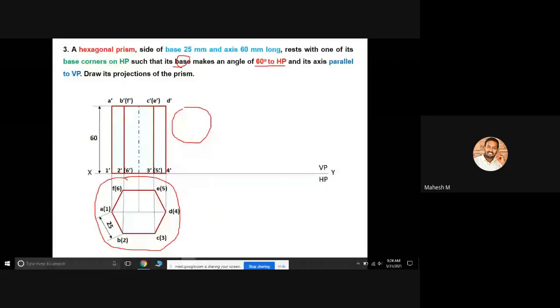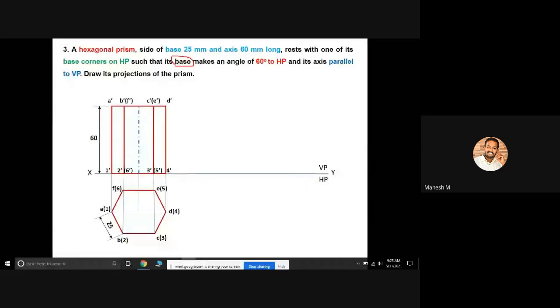Okay. ஆனா இருந்தாலுமே நீங்க கம்பல்சரி பார்க்க வேண்டியது இந்த வேர்டு தான்: reference with one of its base corner on HP. இதைத்தான் நீங்க பார்க்கணும். இருந்தாலும் ஒரு ஹிண்ட்டுக்காக சொல்றேன், if it is inclined to HP, you can mark like this. And for this condition, please remember that whether the base makes an angle of 60 degree or else axis makes an angle of 60 degree, both are directly opposite.